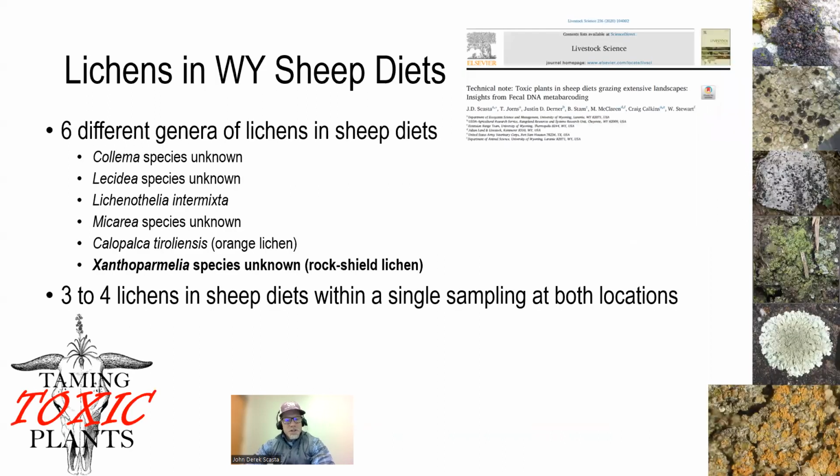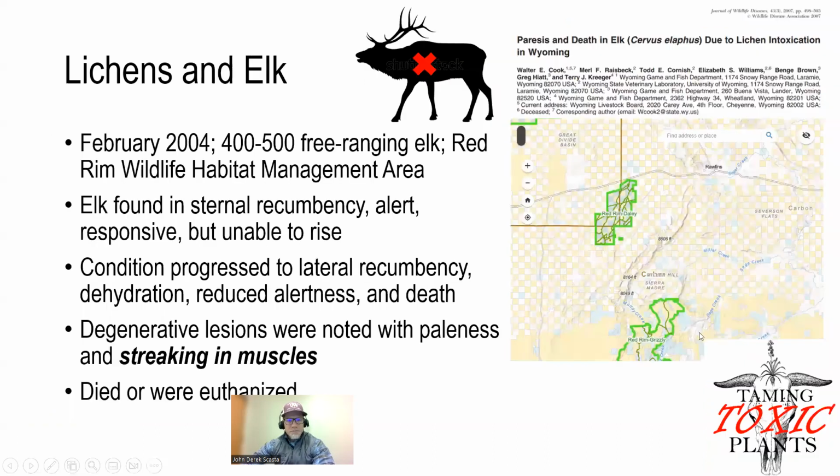So we looked at some sheep flock diets in Wyoming. This included Hot Springs County and then the Southern Bridger-Teton National Forest. And this is a paper we published, and I just want to point out we found at least 6 different genera of lichens in those sheep diets, including one in this Xanthoparmelia genus, or a rock shield lichen, and that has been shown to be problematic, as I'll point out here in just a moment. But it's important to note that in these sheep diets, at a single point in time, they could have anywhere from 3 to 4 different lichens in their diet. So this just shows the readiness or willingness of sheep to eat lichens.